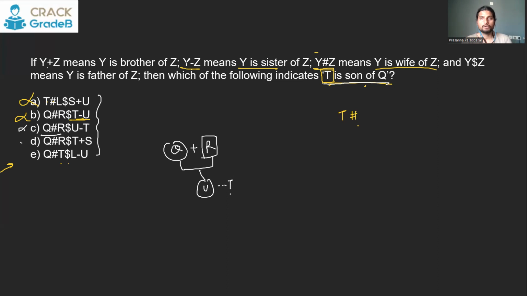Let's go for this option. Option number D here says Q hash R. So Q is the wife of R. R dollar T means R is the father of T. And T plus S means T is the brother of S. So that confirms that T is a male and he is going to be the son of Q. That means option number D is the correct answer. Easy? Let's see one more.